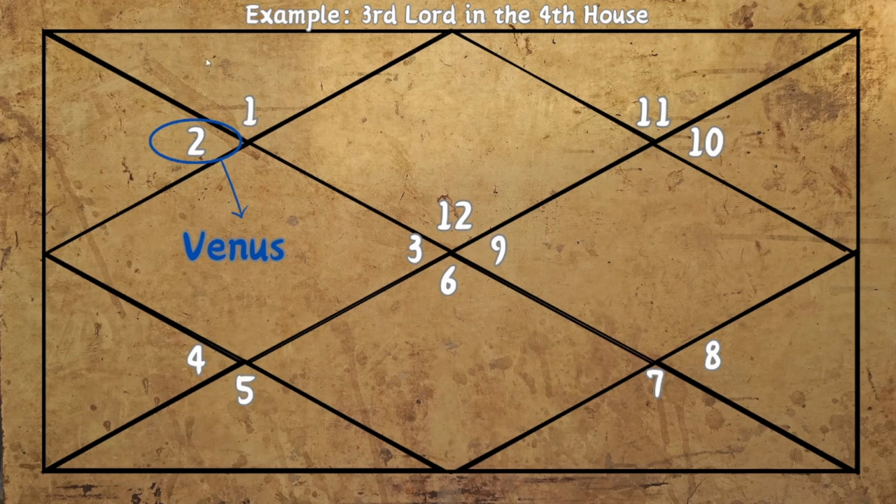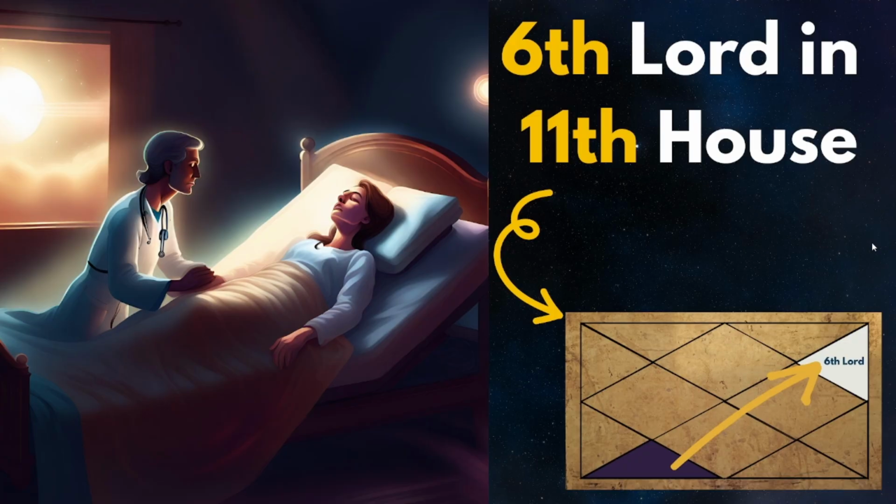But where is Venus placed? Venus is placed in the fourth house of the birth chart. So this is how you will conclude that the third lord is in the fourth house. Now let us proceed with today's topic of sixth lord in the 11th house.